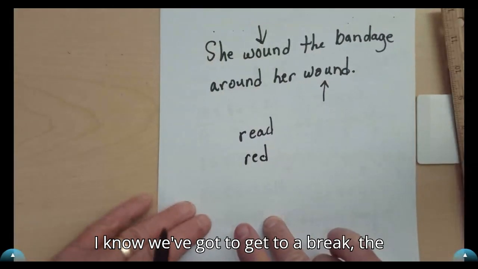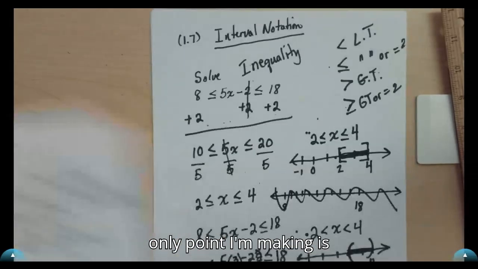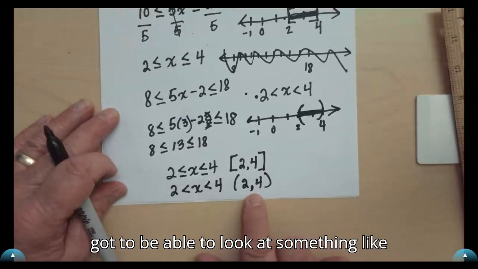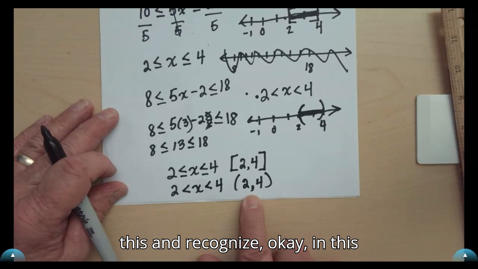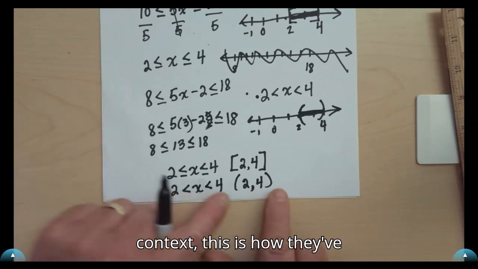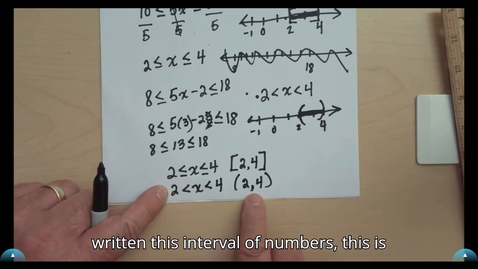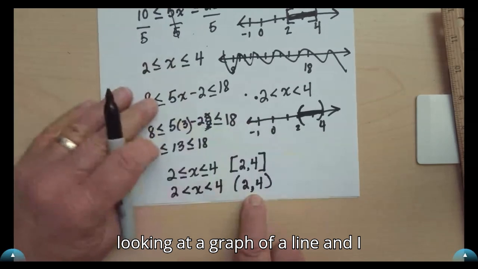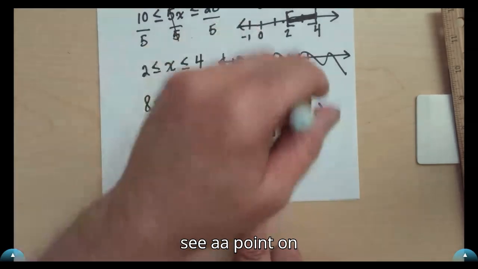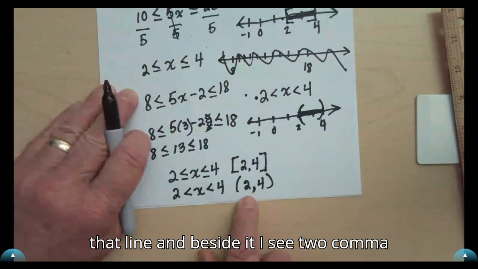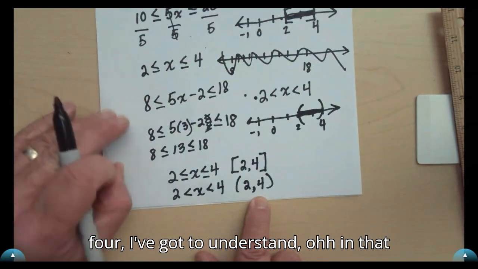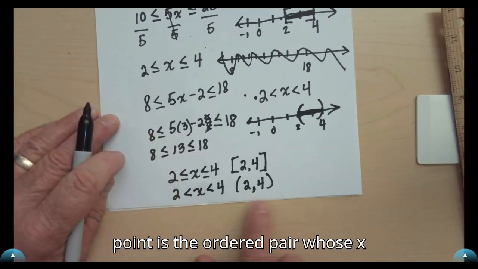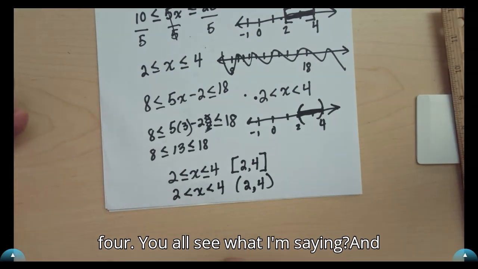The only point I'm making, I know we got to get to a break, is you've got to be able to separate. You've got to be able to look at something like this and recognize, okay, in this context, this is how they've written this interval of numbers. This is interval notation. But if I'm looking at a graph of a line and I see a point on that line and beside it I see 2, 4, I've got to understand, oh, in that context, that's the ordered pair. That point is the ordered pair whose x coordinate is 2 and y coordinate is 4. Y'all see what I'm saying?